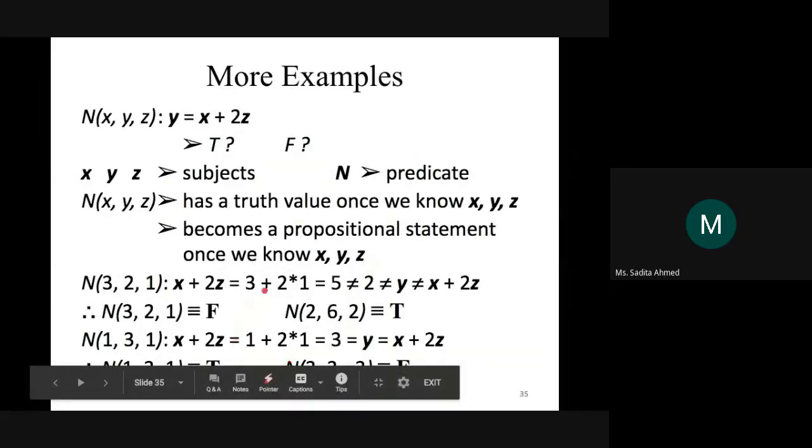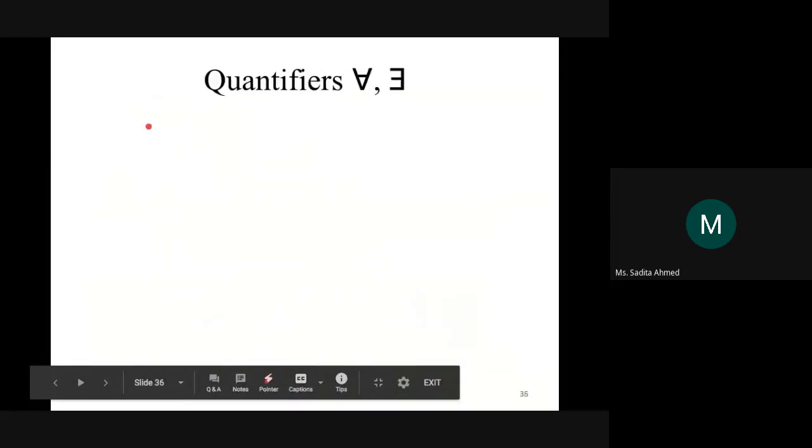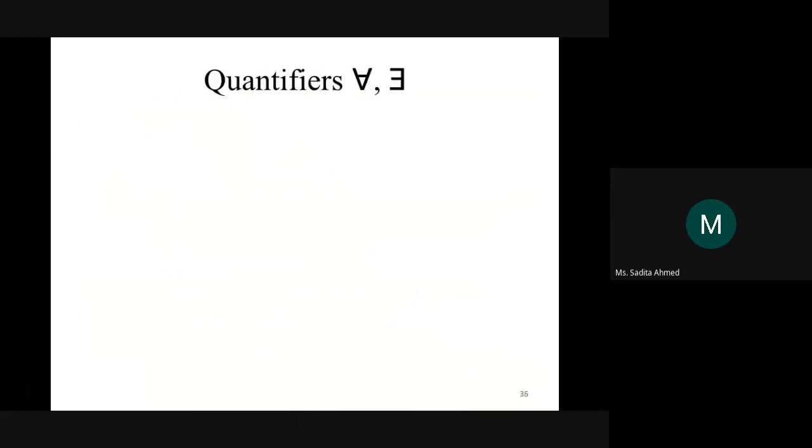So quantification is another way of converting a function into a proposition for which we can determine the truth value. All right, so let's see what it is. First we have the universal quantifier.